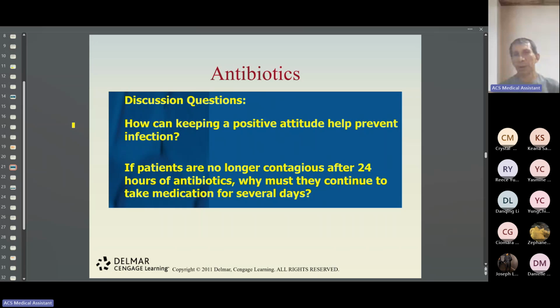How can keeping a positive attitude help prevent infection? Once again, if you're stressed out, you're going to depress your immune system. So that's basically what it is.